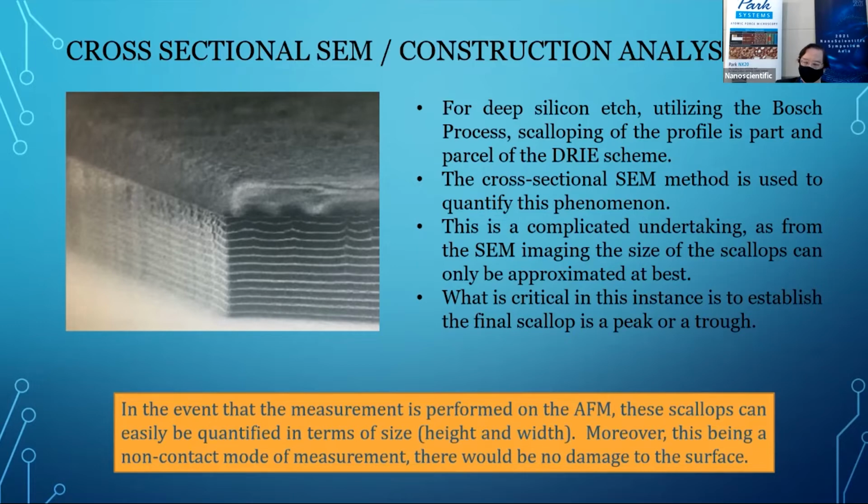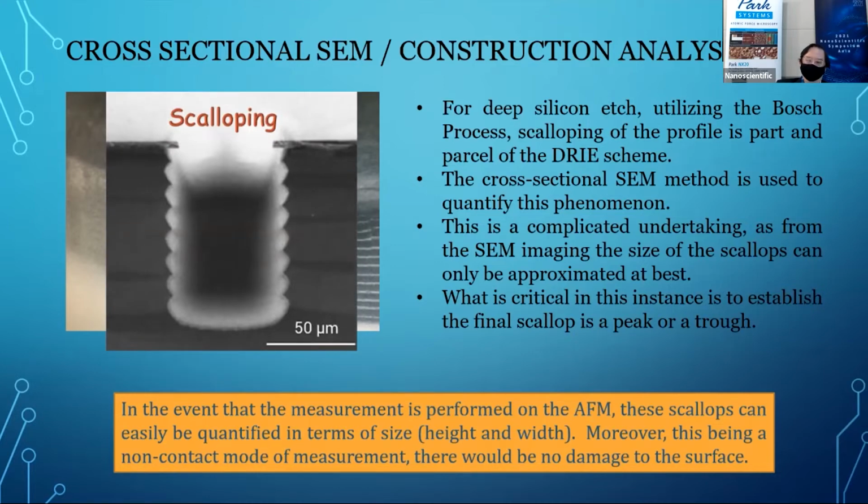A term that we typically use is LER or LWR, line edge roughness or line width roughness, which is something the AFM would be able to do relatively easily because that's part and parcel of the measurements that occur on the surface. At the same time, there is no physical damage, because in today's market, we are talking about non-contact measurements.